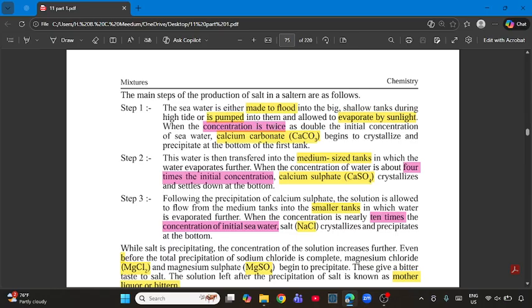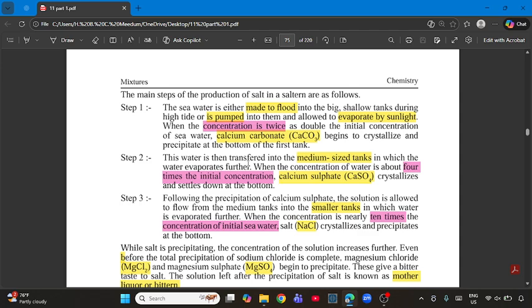When the concentration becomes twice the initial concentration of seawater, calcium carbonate begins to crystallize and precipitate at the bottom of the first tank. This water is then transferred into medium-sized tanks, in which water evaporates further.